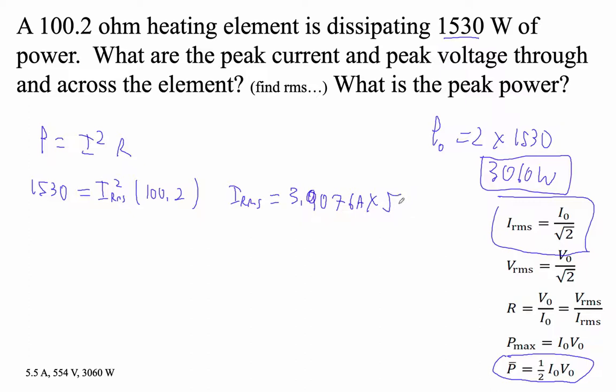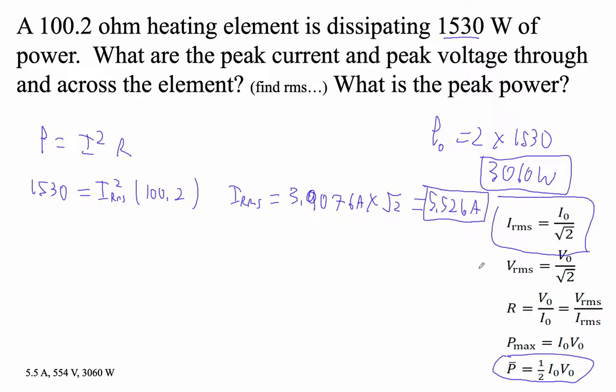So multiply by the square root of 2, because I'm trying to get from RMS to peak. So times the square root of 2, and I get 5.526 amps. That's our first answer, right?